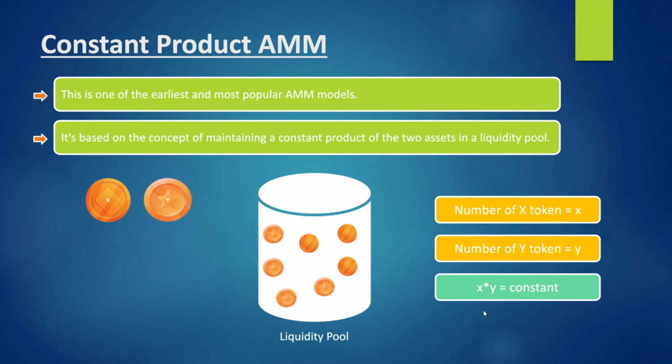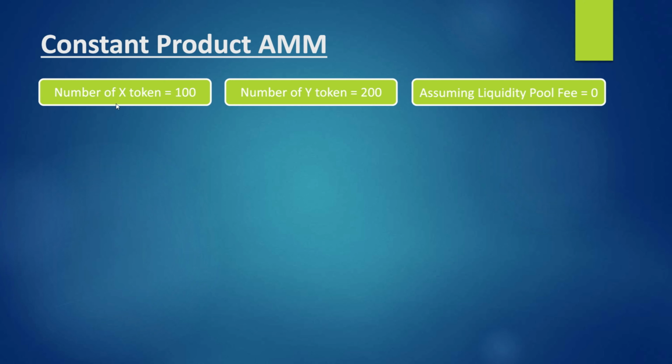Let us understand this with the help of an example. Let's say we have 100 X tokens and we have 200 Y tokens, and let's say the liquidity pool fee is 0. Actually, whenever we have a liquidity pool, there is a liquidity pool fee. We will talk about this again in the next video, so don't worry about it. But for now, we are assuming that the liquidity pool fee is equal to 0. If you take the product of these two numbers, because constant product AMM works on the product of the two assets, it will be equal to X into Y, that is 20,000.